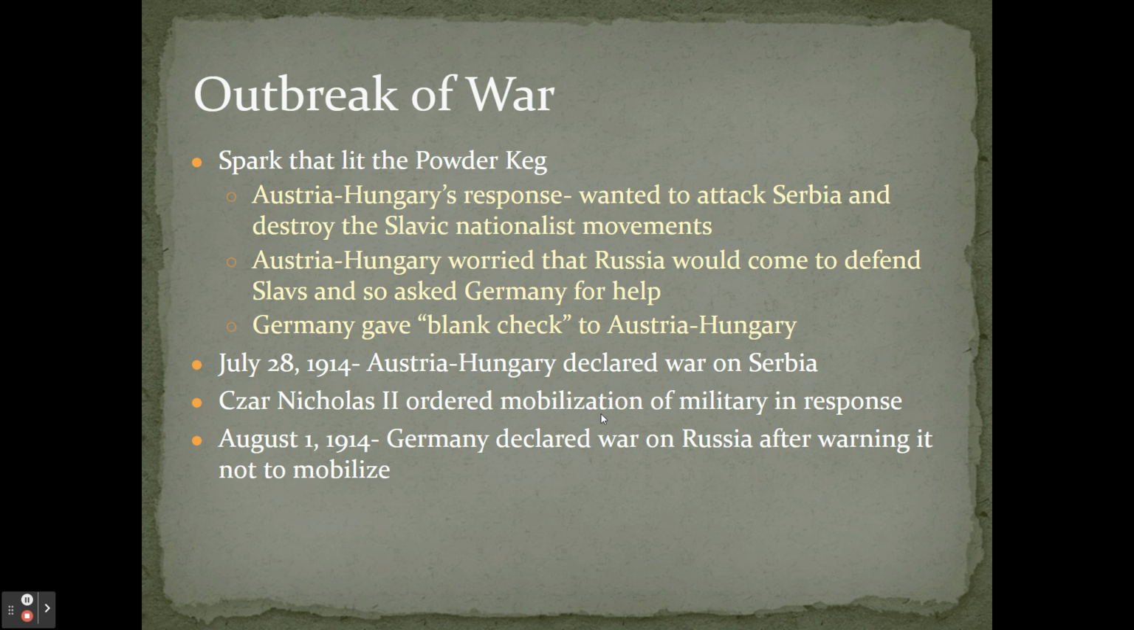And when Russia still does it, on August 1st, just a couple days later, Germany declared war on Russia after warning it not to mobilize. Okay, so what I want you to see here is that what drew other countries into the war is the alliances. Because this argument, this beef, was originally between Austria and Serbia. But because of the alliance systems, now we have Germany and Russia in the war when they were not involved in the original conflict. So the alliances are huge here.